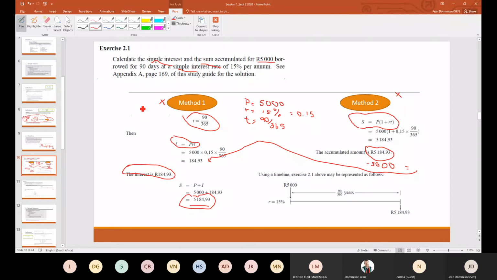And to link this back to the exam, if I've asked you the simple interest, the chances are that they will give you the 5,184.93 in your options as well, just to make sure that you actually used the correct answer or the correct formula. The same, if I ask you the sum accumulated, the chances are very good that one of the options will be your interest. I think that is just important, that you need to know exactly what the formulas are referring to and what you need to get.